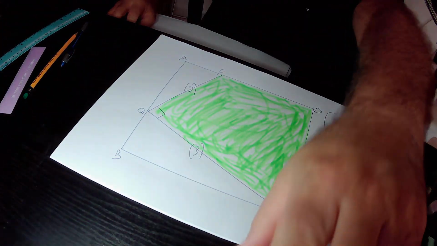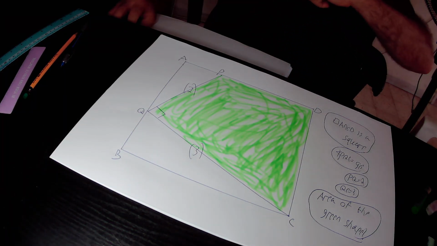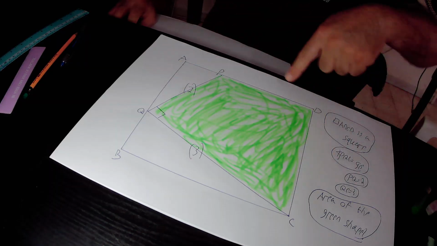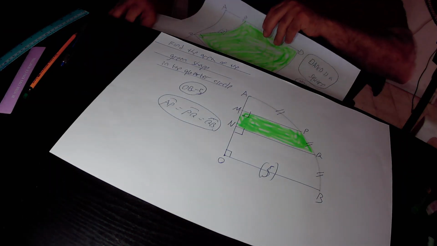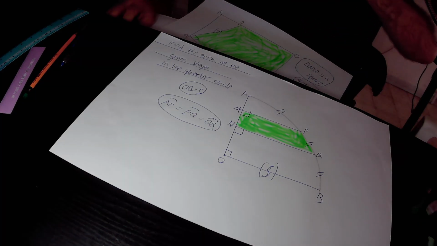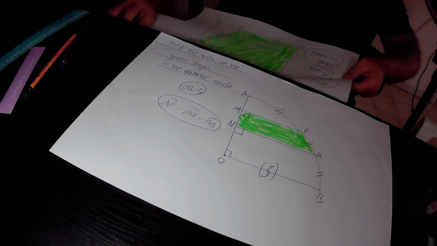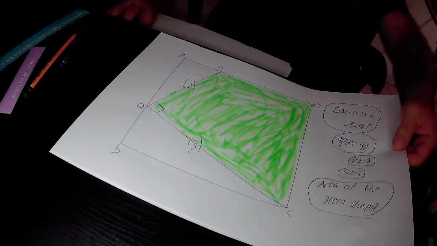And now in this lecture we'll answer two questions. In the first question we'll find out the area of this green shape that is inside square ABCD, and in the second question we'll find out the area of this green shape that is inside quarter circle AOB. So we start with the first question.